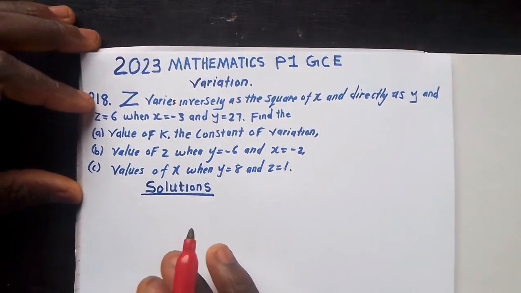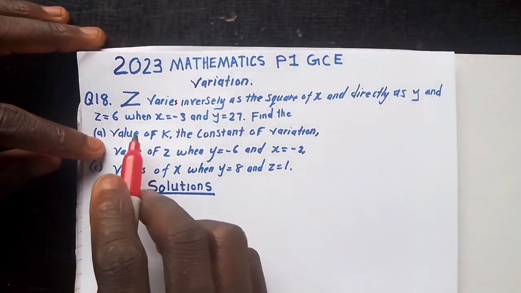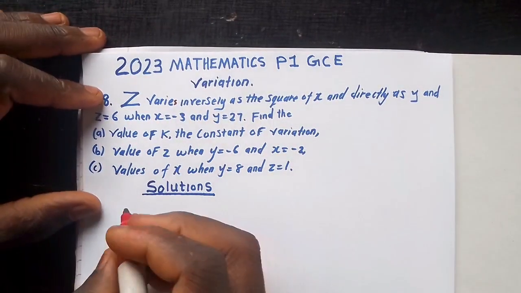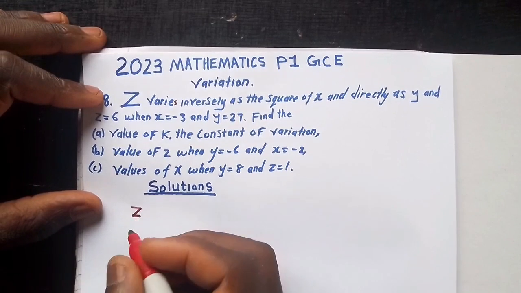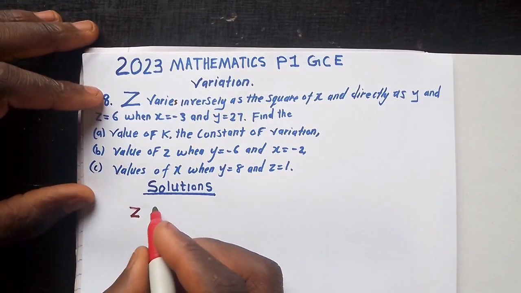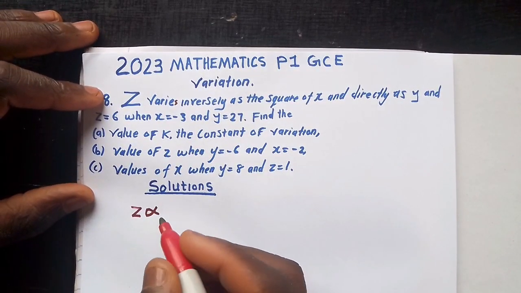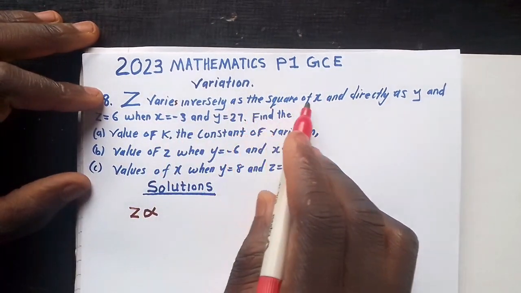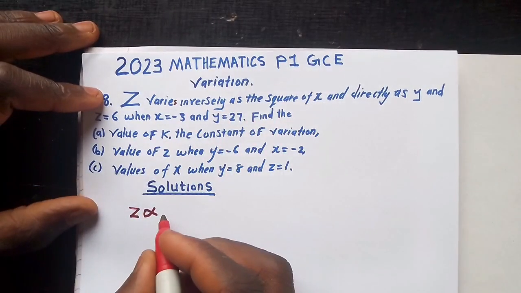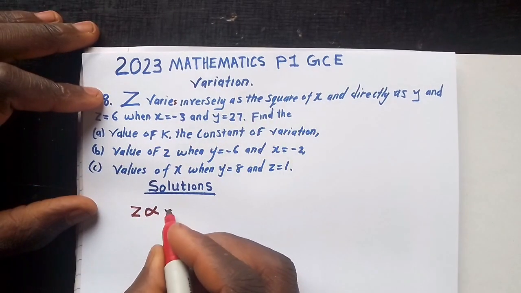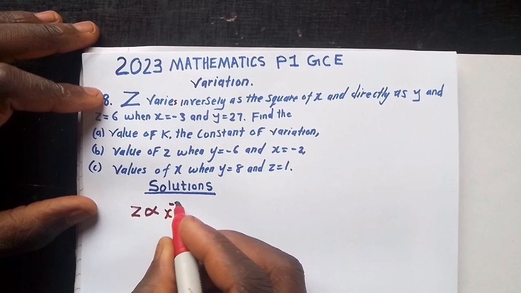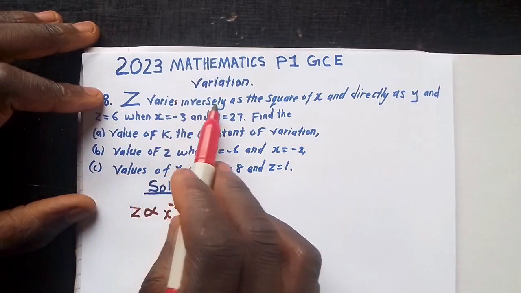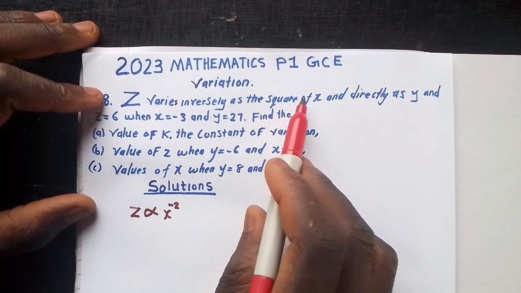So let's try to answer these questions. So the first thing, you need to interpret this statement. So I'm going to say z, which is the alpha, inversely as the square of x. Now, as for inversely, I'm going to say x to the power negative 2. So z varies inversely as the square of x.